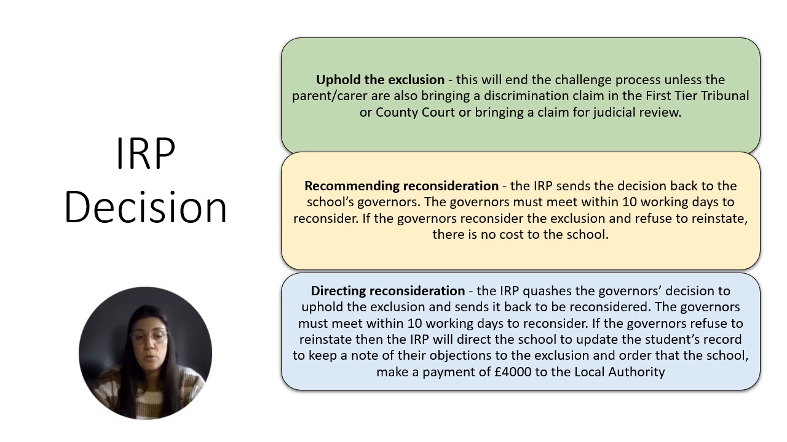And the third option is that they redirect reconsideration, and that's where the Independent Review Panel quashes the governor's decision to uphold the exclusion and they send it back to be reconsidered. The governors must meet within 10 working days to reconsider that decision, and if the governors refuse to reinstate, then the Independent Review Panel will direct the school to update the student's record, to keep a note of their objections to the exclusion, and then they will order that school to make a payment of £4,000 to the local authority.